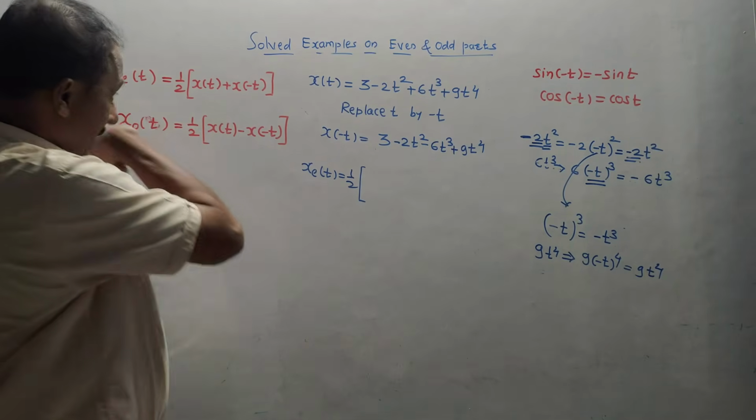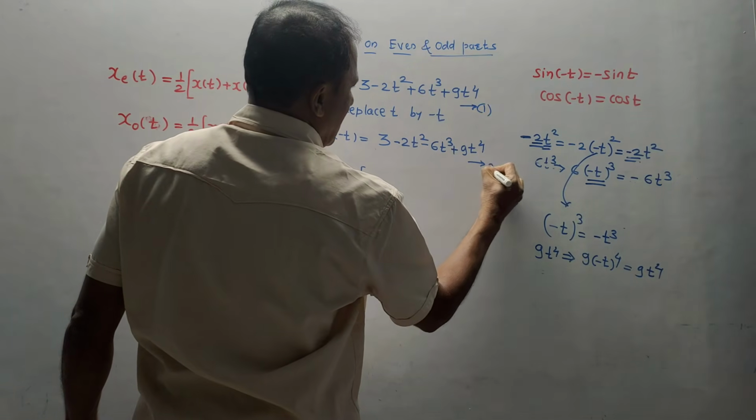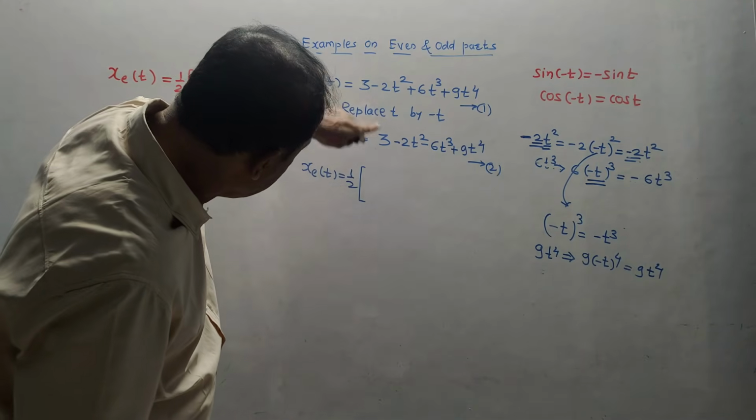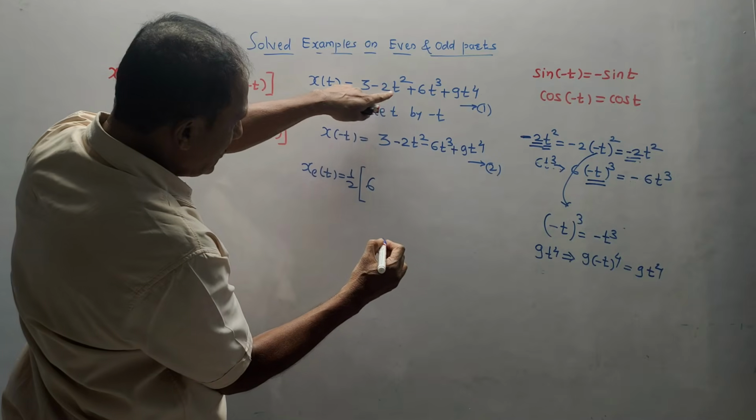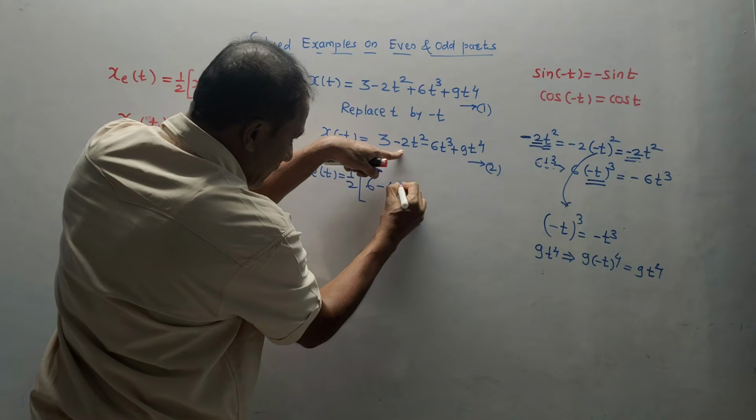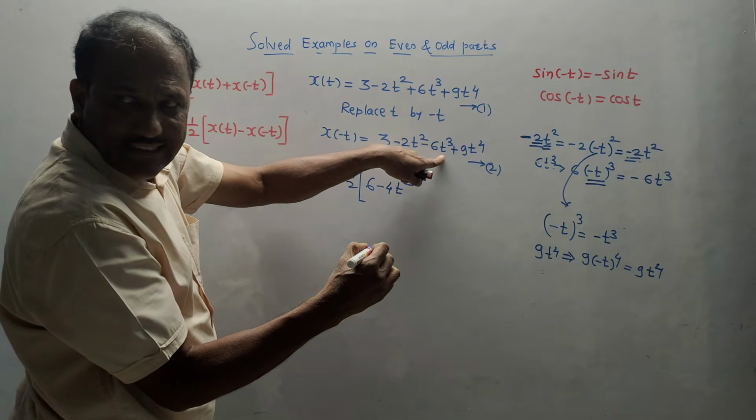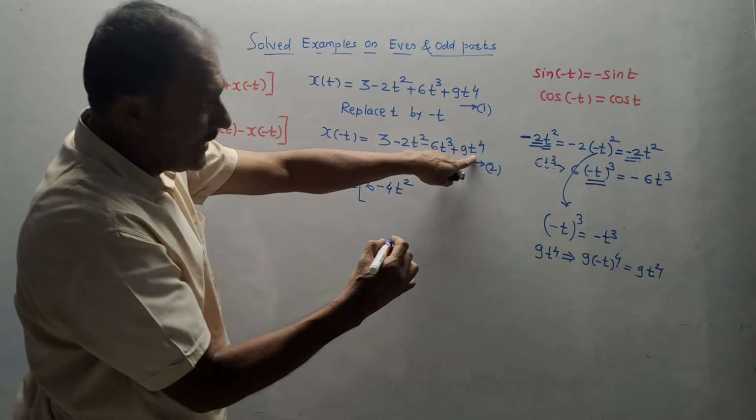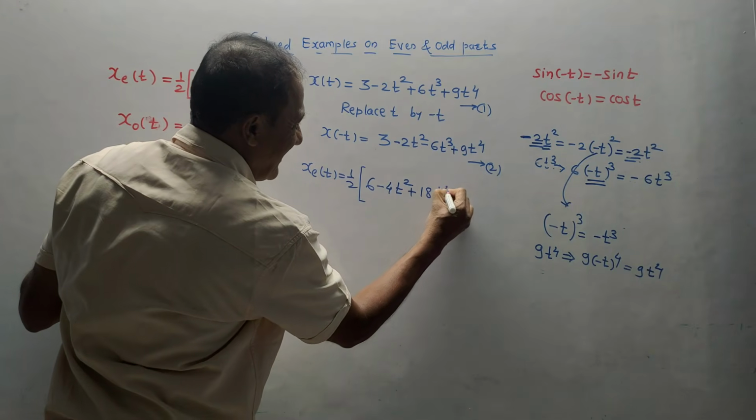So it is 1/2 times x of t plus x of minus t. Say equation 1 and equation 2. Like the previous sum, we have to take the addition of equations 1 and 2, term wise. The first term is 3. 3 plus 3 becomes 6. Second term, minus 2t square, and again this is minus 2t square. We are performing addition, so it becomes minus 4t square. Third term, this plus 6t cube and minus 6t cube get cancelled, so this term becomes 0. Last term, 9t raised to 4 and 9t raised to 4 again get added, so it becomes plus 18t raised to 4.